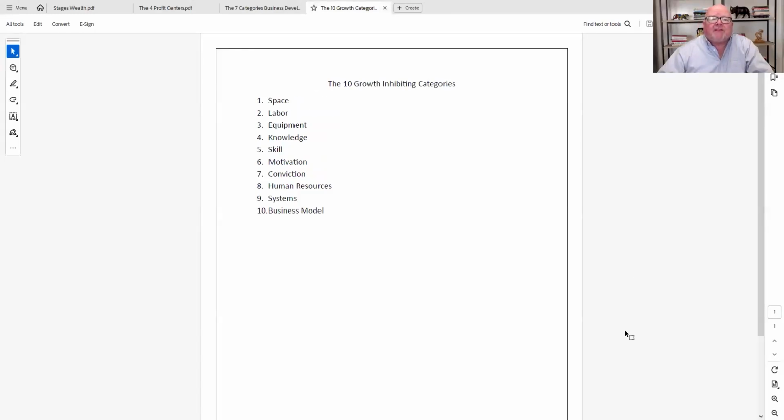And then, of course, I go into the 10 growth inhibiting factors. And we go into this in great detail in our consulting. These are the main limiting factors. There's essentially 7 different stages of growth of a practice, and then there's about 10 different categories that will inhibit it. And it'll be a different reason.